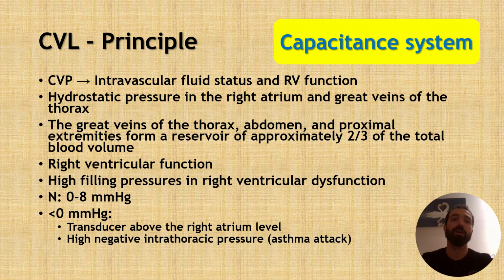Normal values are around 0 to 8 mmHg. Sometimes it can drop to subatmospheric levels. For example, this could be due to a measurement error if the transducer is placed above the level of the right atrium, or due to high negative intrathoracic pressure, as seen in an asthma attack.